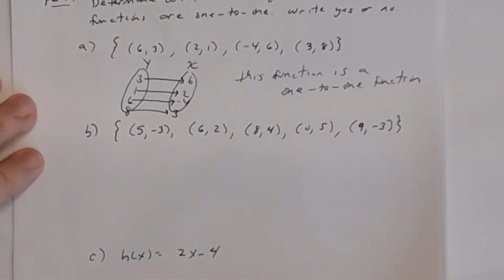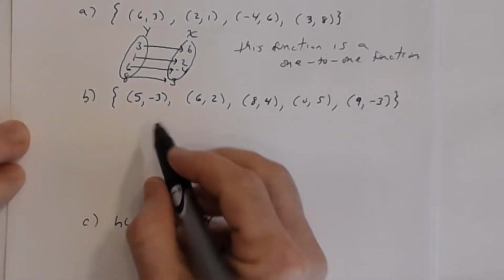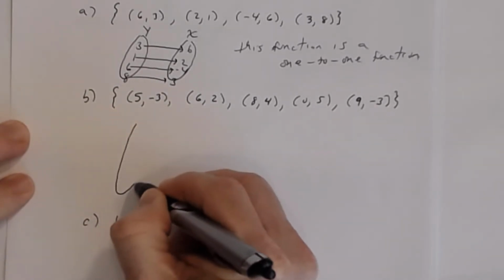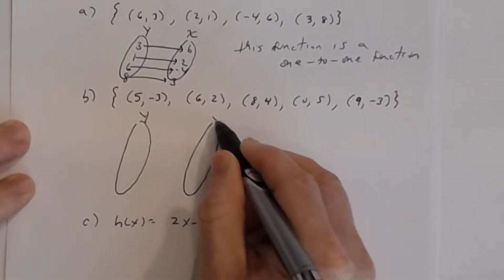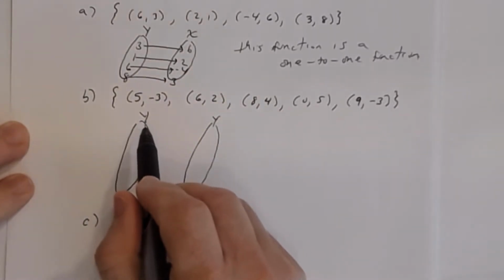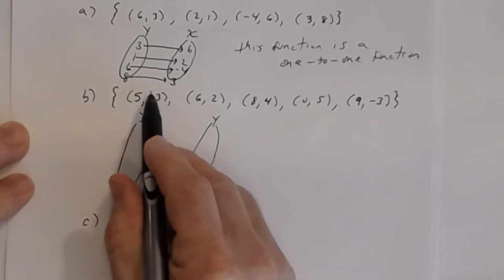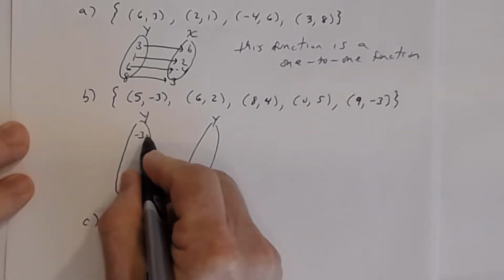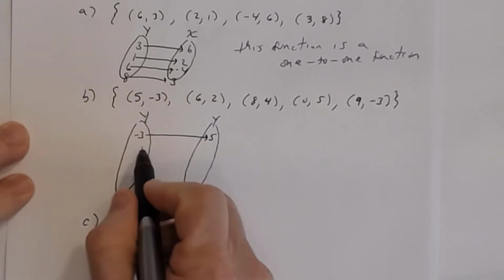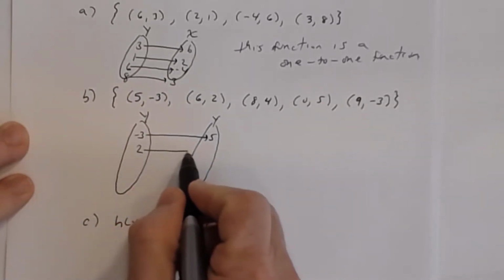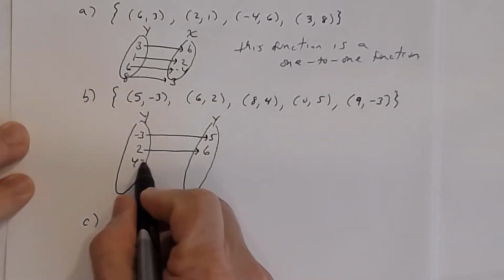Now let's look at the next one. In the next one, you have 5 points here. So let's again do the mapping, y, x. Now remember, when you're asked whether this is one-to-one, always make sure you put y first, and then x. So when y is -3, my x value is 5. When y is 2, my x value is 6. When y is 4, my x value is 8.